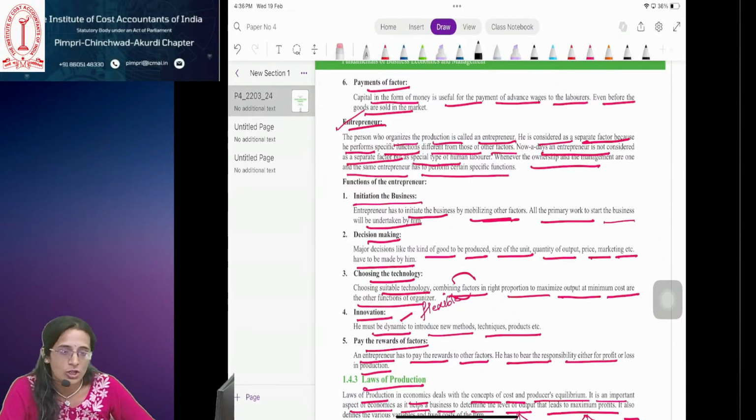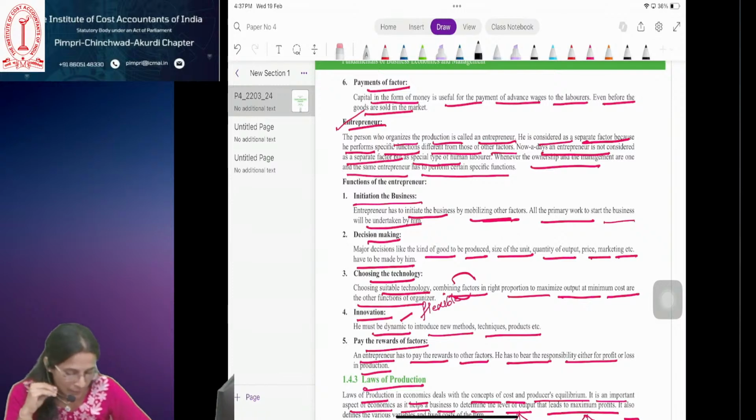Choosing of technology. Again, the entrepreneur will only choose the technology. If he has more capital, he will take advanced technology. If he has scarce capital, what will he do? He will employ some labor and some machinery, a certain type of technology. Choosing suitable technology and combining factors in the right proportion to maximize output and minimize cost are the other functions of the organizer. So what will be the main objective of the entrepreneur? To minimize the cost and to maximize the output, the profit, right?